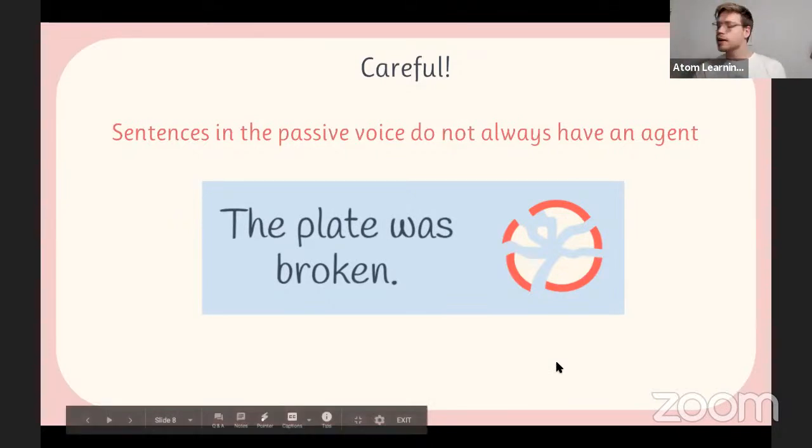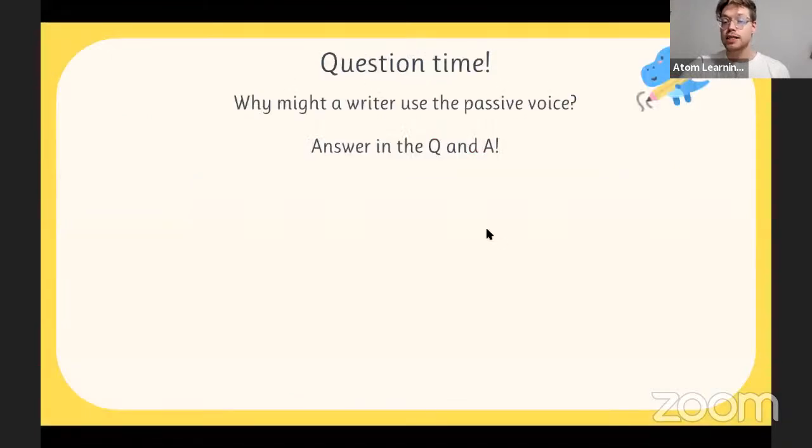Okay, so I think I've been talking a little bit too much. Hazard of the trade. What I want to know from you is, can you think of any times when a writer would use the passive voice? Because a lot of the time we're told to write in the active voice because it's shorter and more direct. But can you think of any times where a writer might choose to use the passive voice? Like, why would they do it?